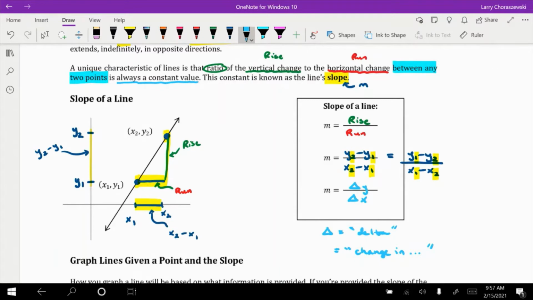So with this very last version of m, we can read this off as change in y over change in x. And it's helpful for application problems because we can model what's called a rate of change in this format. Okay, so things that are changing over time. All right, do you have any questions for me on any of that?